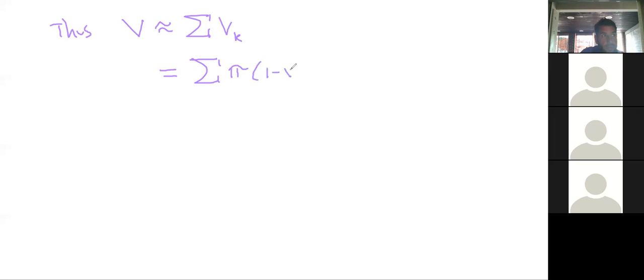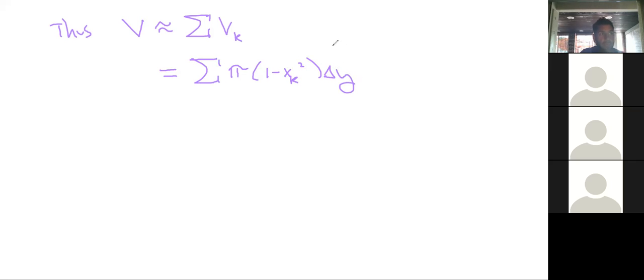So thus, the actual volume is approximated by the sum of these VKs. Now, what are these VKs? Well, we just told you what they are. They were pi, right? And then it was 1 minus x sub k squared dy. But the variables don't match.